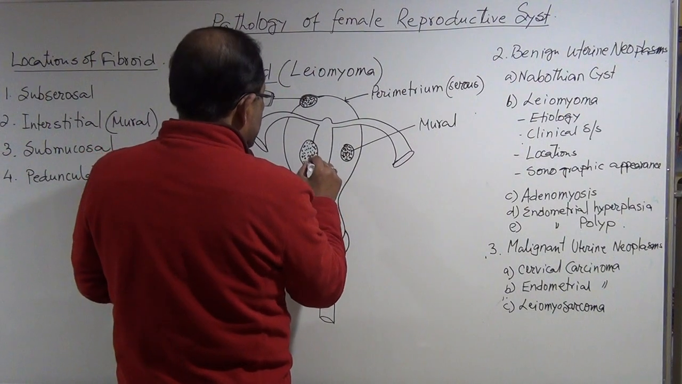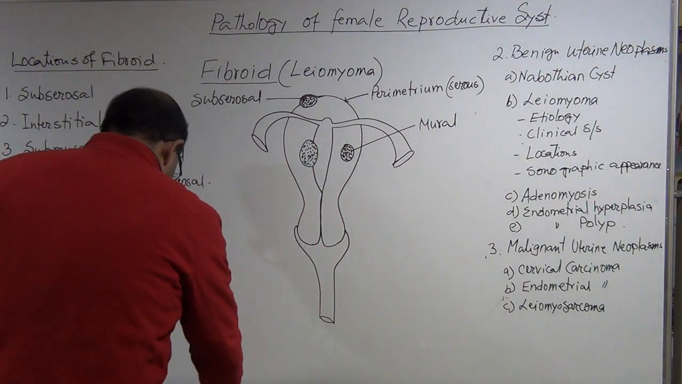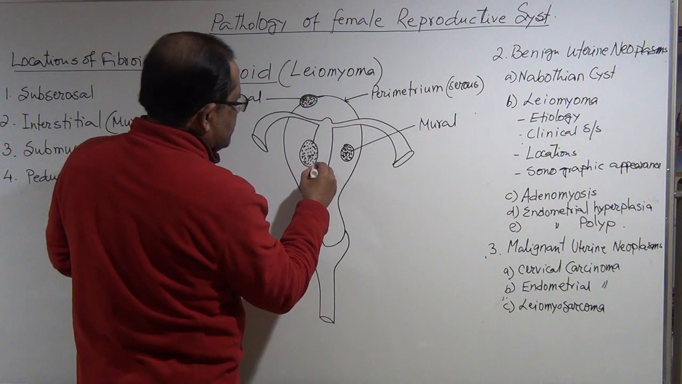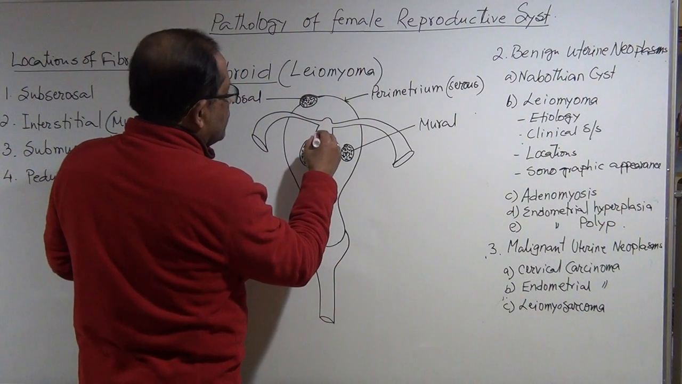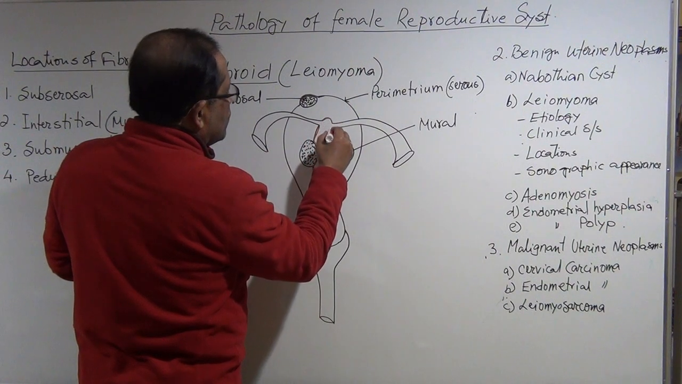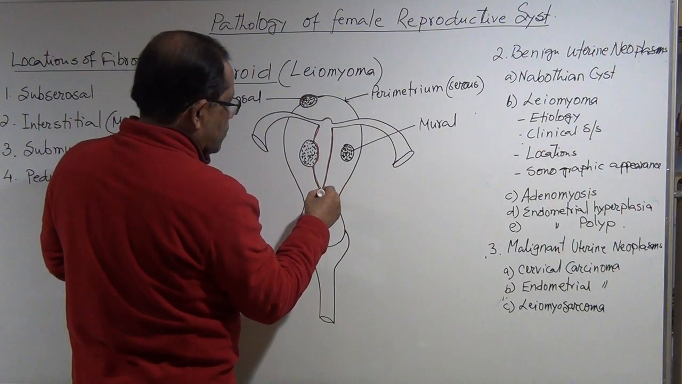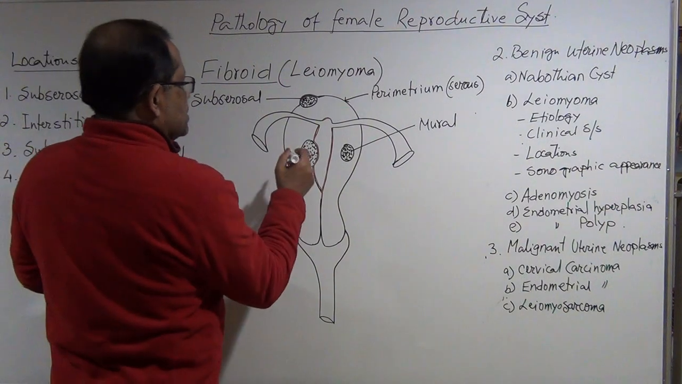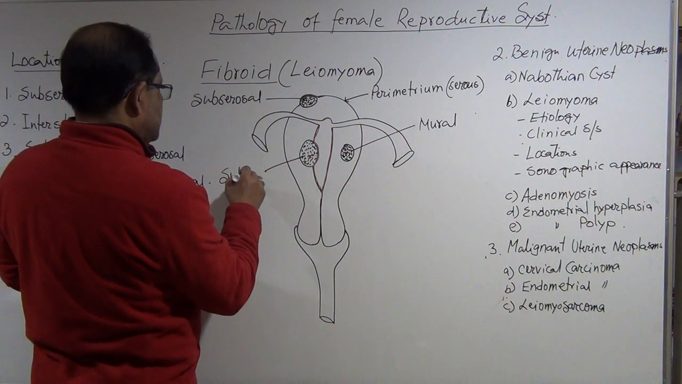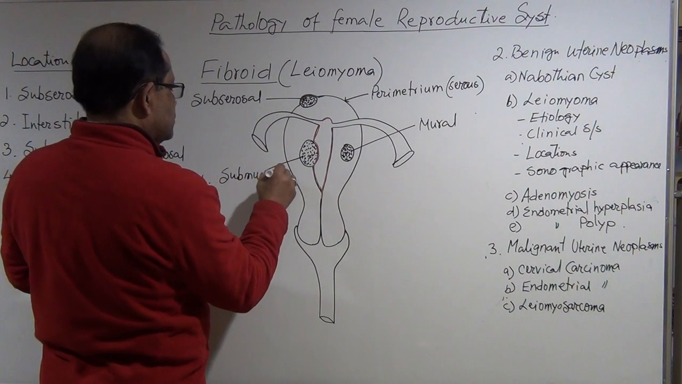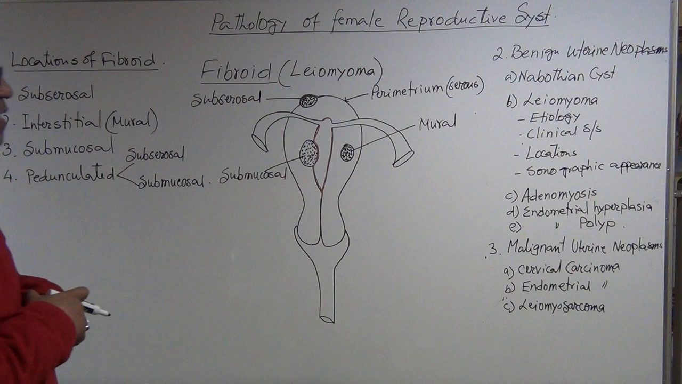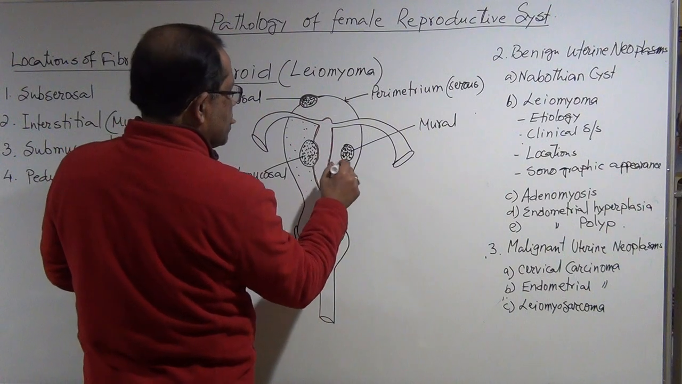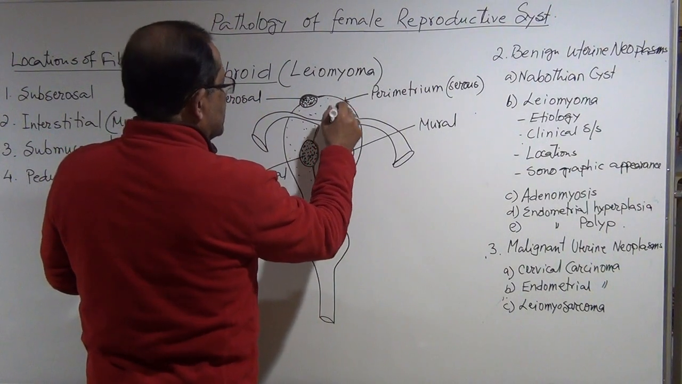We consider the endometrium as a mucus layer. Okay, let me change the color of the endometrium a little. So this is submucosal. Submucosal type, right? And this is the uterus.